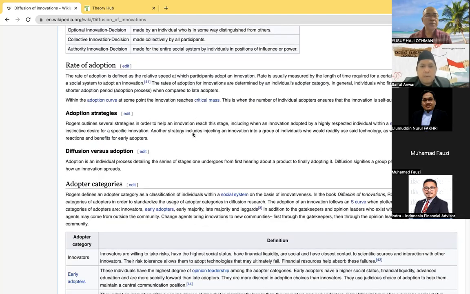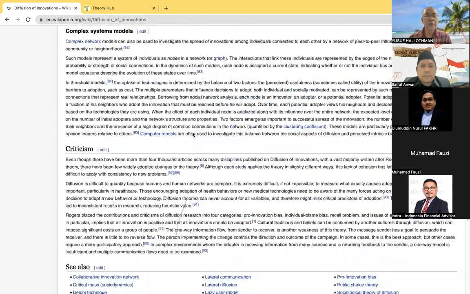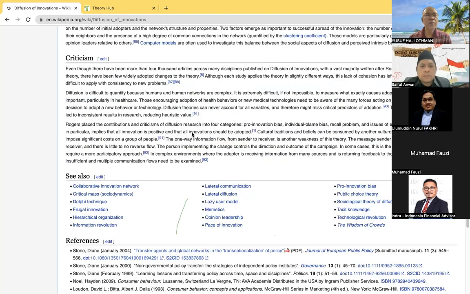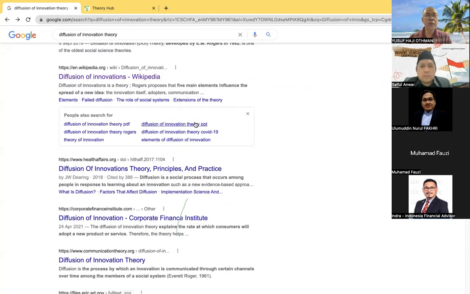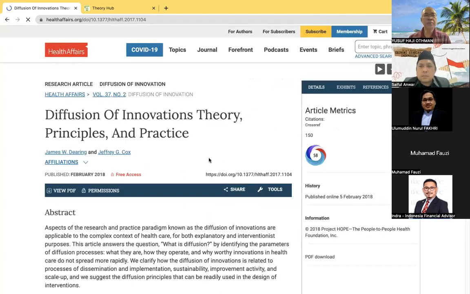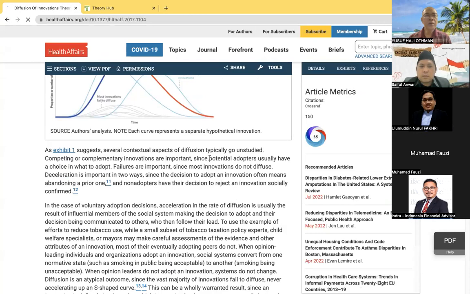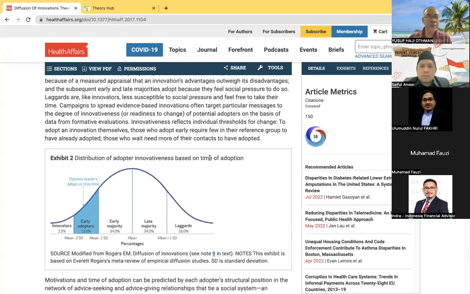So I'm looking for the framework. It doesn't give any framework. You can look up, you can search diffusion of innovation theory, and also the theory of planned behavior.